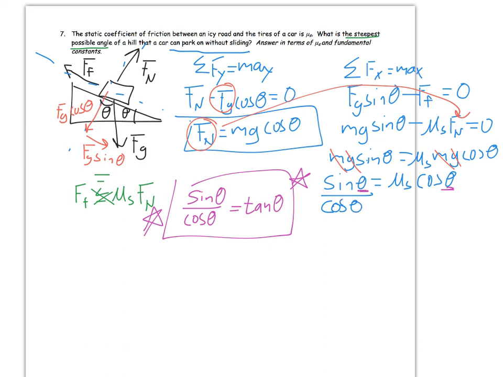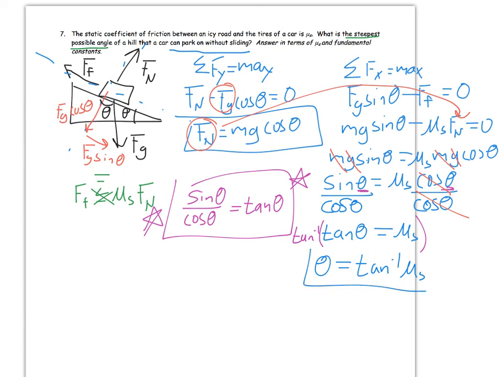I'm going to divide both sides by cosine of theta. And what that's going to do, on the right side, it's going to divide out that cosine of theta. And on the left side, it's going to turn that sine of theta over cosine of theta into a tangent of theta term. And now I can solve for theta by taking the inverse tangent of both sides. And so I get that theta, when I take the inverse tangent of that left side, that's all that's left, is equal to the inverse tangent of that coefficient of friction. And there is my final answer.